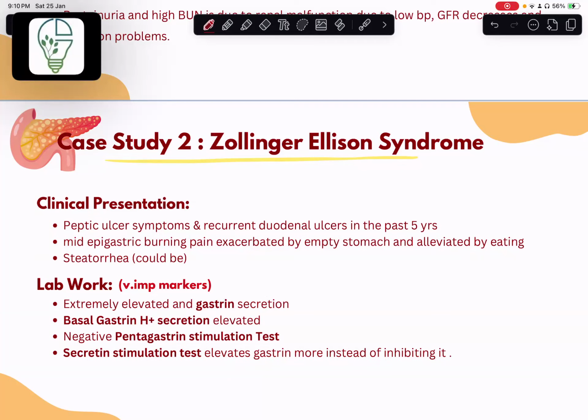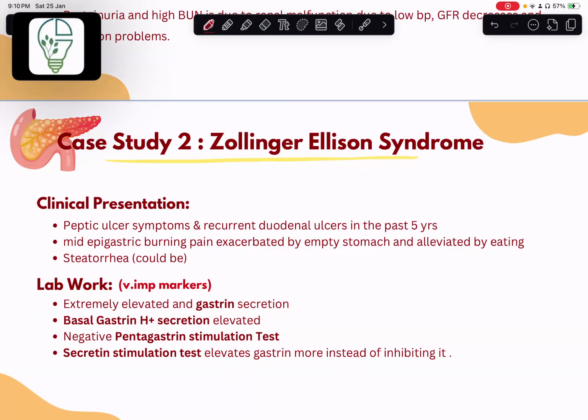Starting with the clinical presentation, I think it was a 43-year-old patient who came in with peptic ulcer symptoms. The patient had recurrent duodenal ulcerations for the past 5 years, mid-epigastric burning pain, and this pain is exacerbated by an empty stomach, maybe in the morning, not eating for a while, and it is alleviated by eating, by having a full stomach.